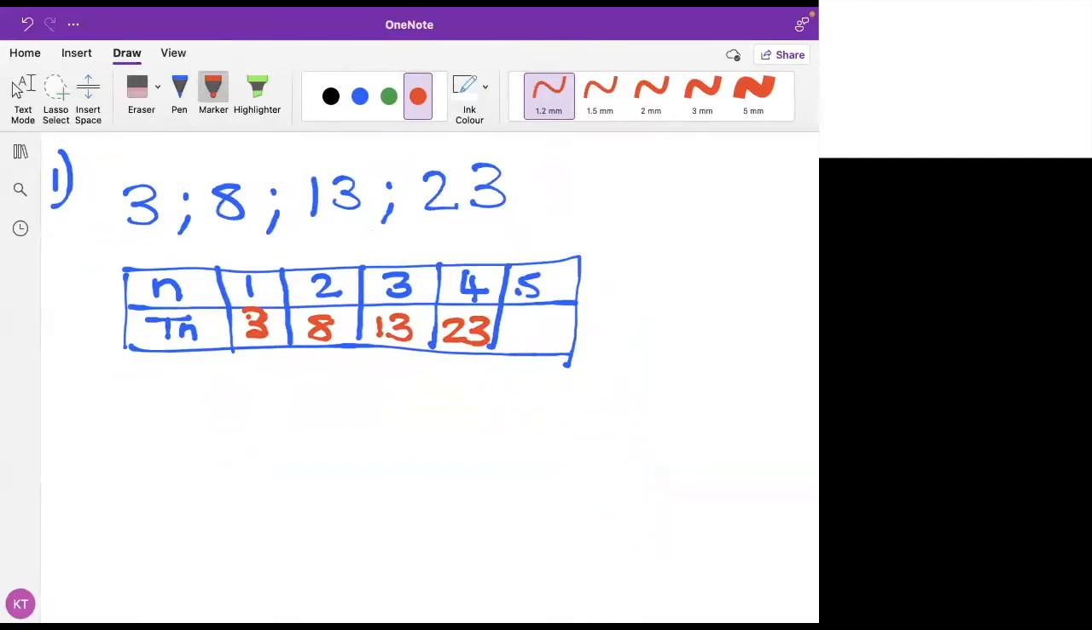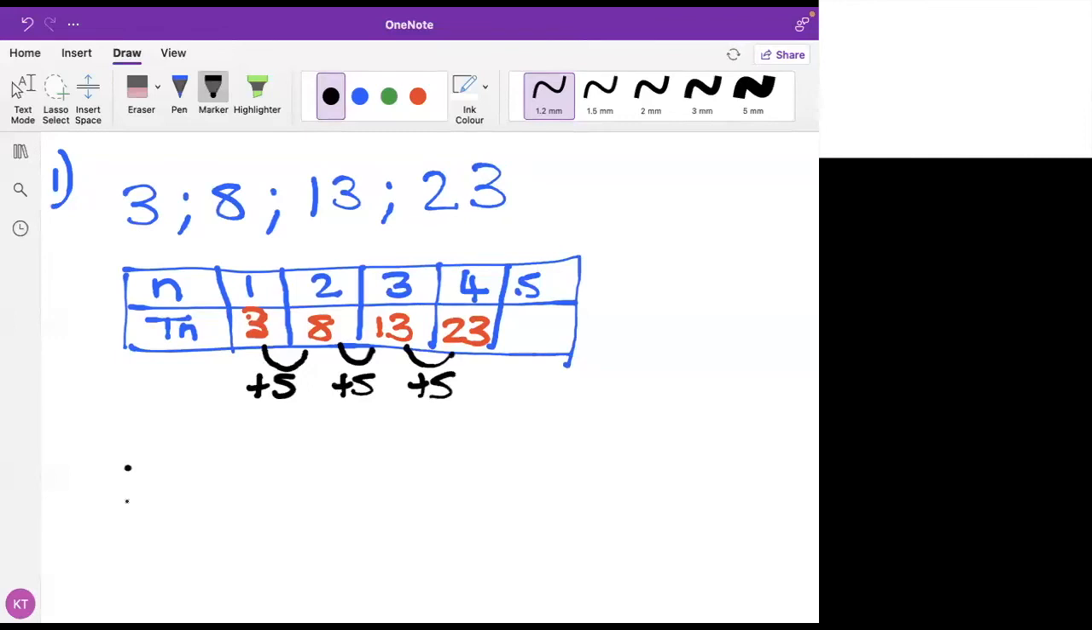Hey, what's the first thing we did tonight? The first thing we did is we worked out whether there was a common difference. So we need to work out, is there a common difference? What do I add to 3 to get to 8? What do I add to get to 13? What do I add to get to 23? What's my common difference, everybody? Tell me in the chat. Good, my common difference is 5.